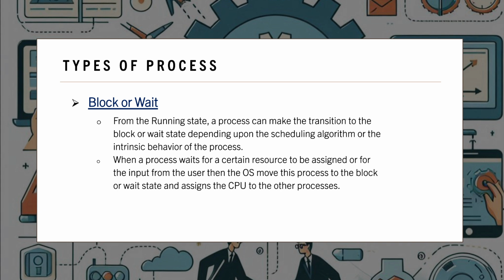Next is the waiting or block state. When a process waits for a certain resource to be assigned or for input from the user, then the OS moves this process to the block or waiting state and assigns the CPU to the other processes.